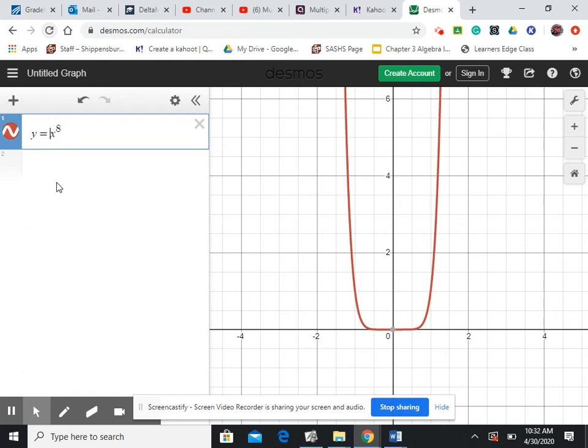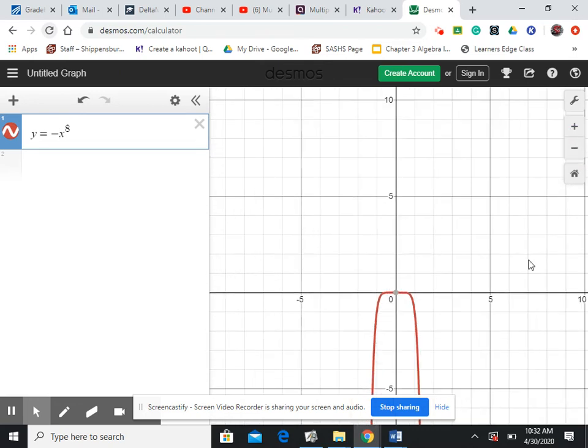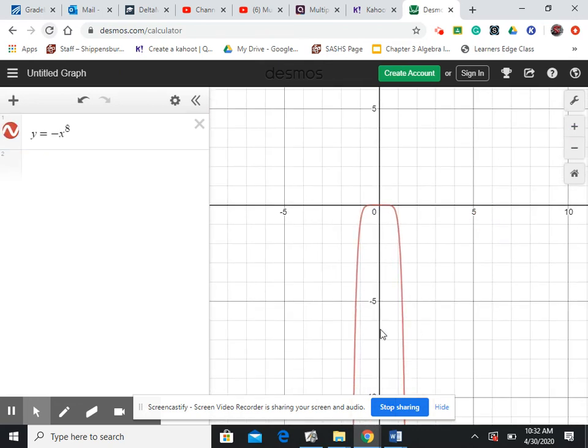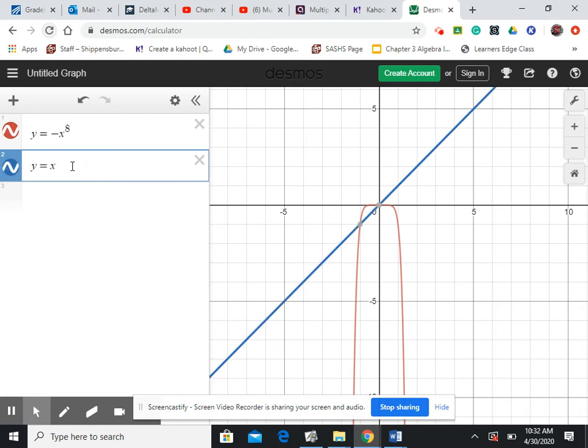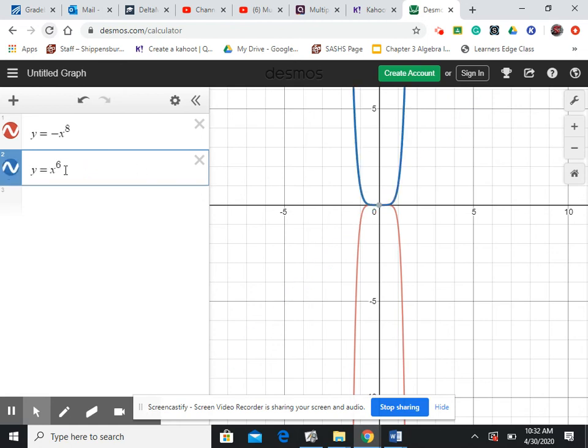What if I put a negative out front? It's still going to have the same degree. Oh, it flipped it upside down, but if you notice, both ends still go in the same direction. Okay, so that is something important. As long as it's even degreed, your end behavior is going to be in the same direction. Whether it's up or down, it doesn't matter. They're still going in the same direction.